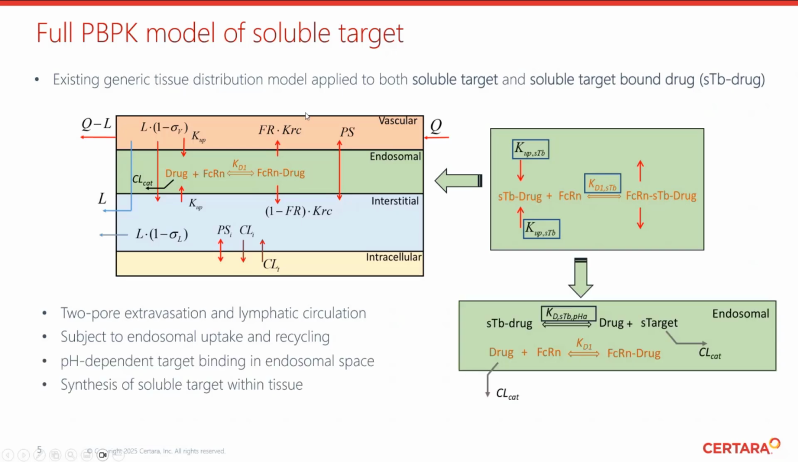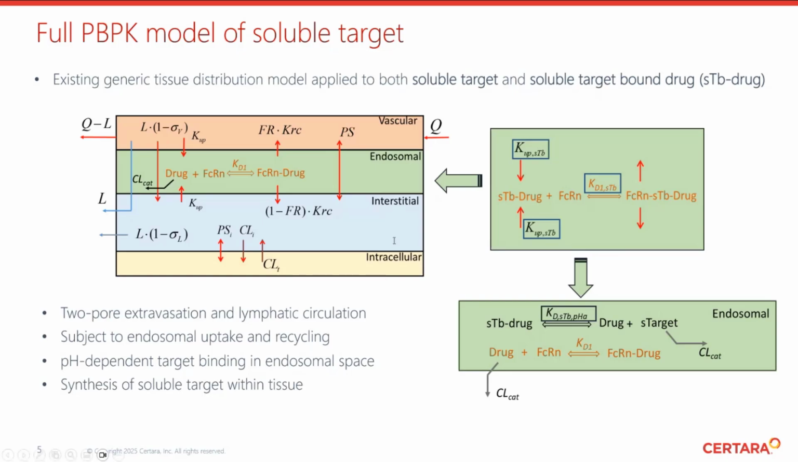Since the target binding occurs throughout the body in each subcompartment, we can model the pH-dependent target binding in the endosomal space. The reduced target binding at acidic pH enables the free drug to dissociate from the complex. The free drug then binds to FcRn, which protects it from degradation and facilitates the drug recycle to the cell surface. In addition, we also provide the option to model the local synthesis of soluble target, which is particularly relevant in the disease condition or inflammation.